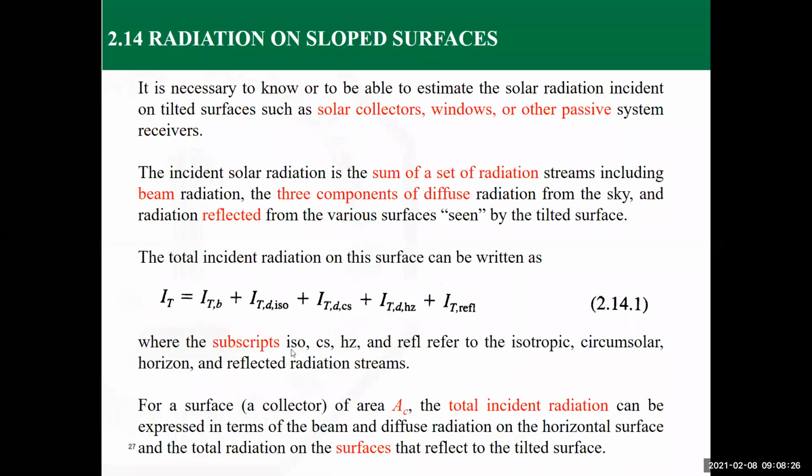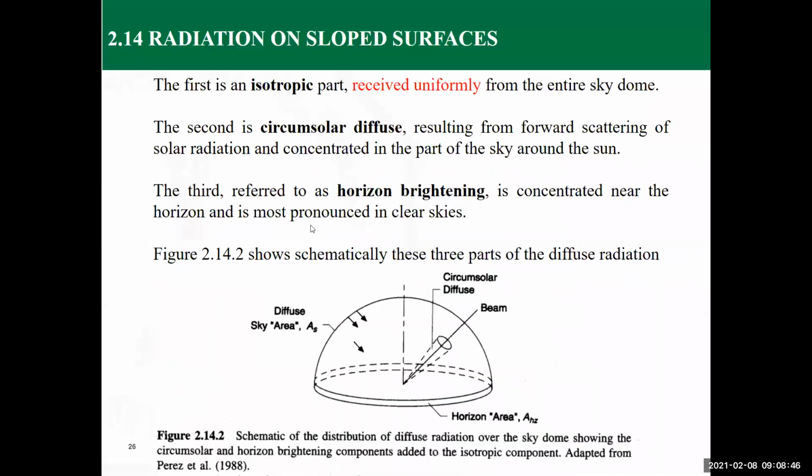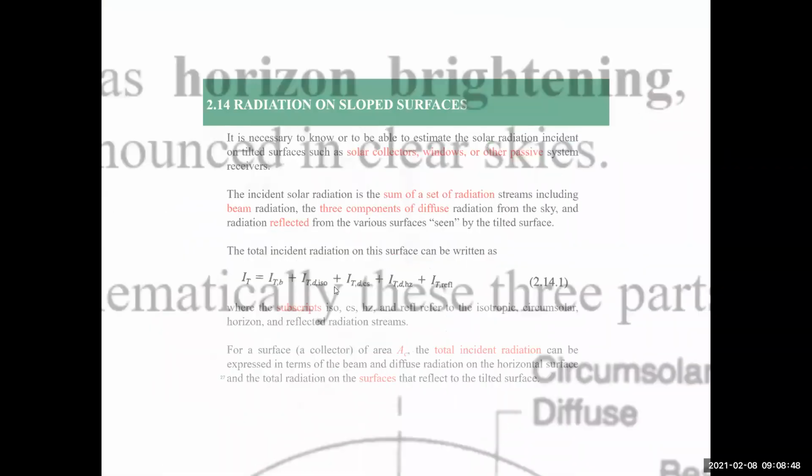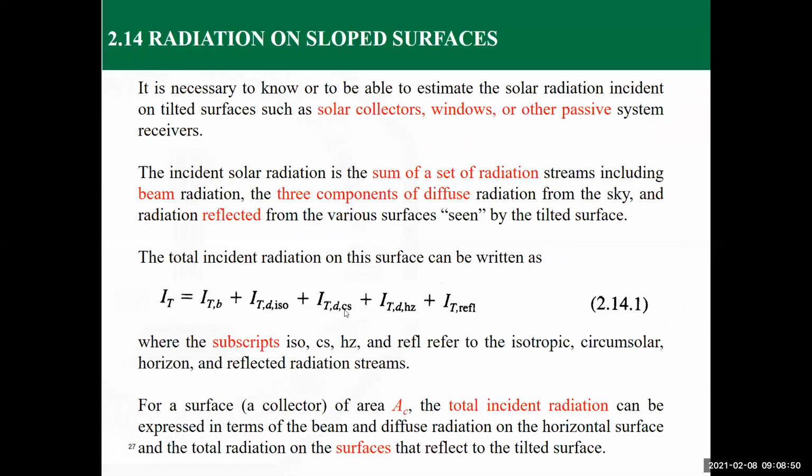And these components are being given here. So the I, the total radiation at a certain hour, is the total beam radiation, then the isotropic radiation from the sky dome, and then the second component, which is what we are calling the circumsolar diffuse, the CS, circumsolar, and then the HZ stands for the horizontal radiation, and then finally the reflected radiation from the ground.